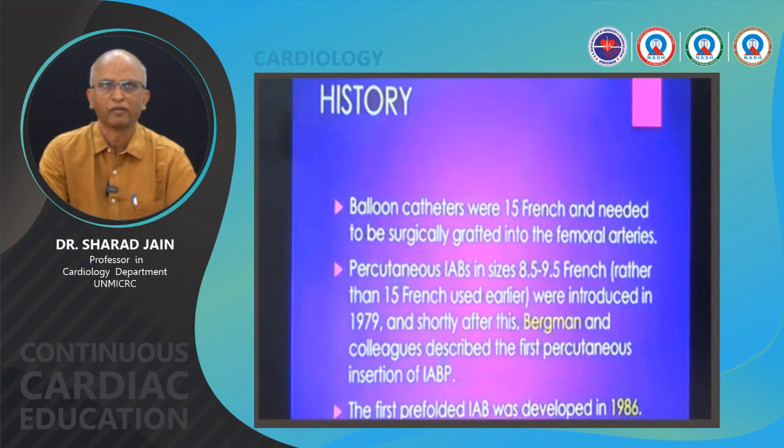Balloon catheters previously available were 15 French and needed to be surgically grafted into the femoral arteries, just like the TAVI devices which are right now in the 15 French range. But with the advancement in technology, percutaneous IABPs of 8.5 to 9.5 French were introduced in 1979, and shortly after, Bregman and colleagues described the first percutaneous insertion of an IABP. The first pre-folded IABP was developed in 1986.